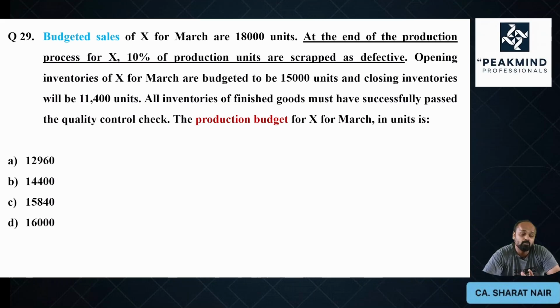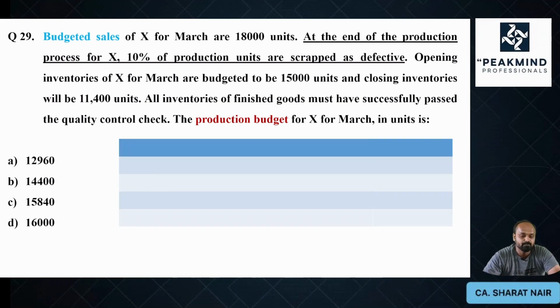Then they also mentioned opening inventory of X for March, that is output for the month, was 15,000 units, whereas the closing units which I am supposed to maintain is 11,400 units, which is called a closing stock. All the inventories of the finished product must have successfully passed a quality control check. And now they are asking us what will be the production budget.